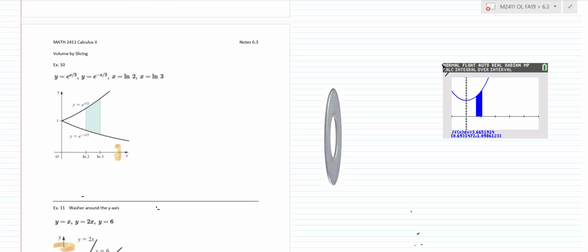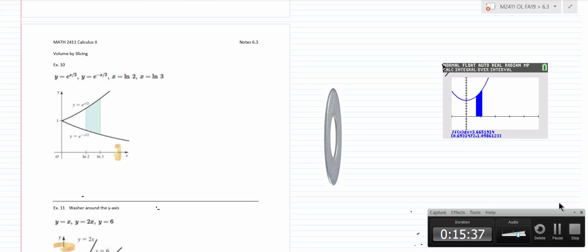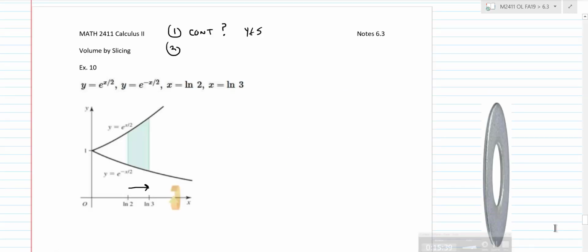Okay, so we're going to look at this situation. Let's go ahead and run through this then. These two functions are continuous, so we're good there. We're going to go ahead and start by setting up the area of the washer.